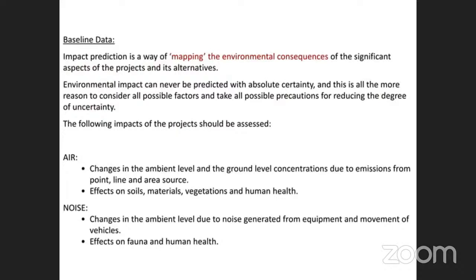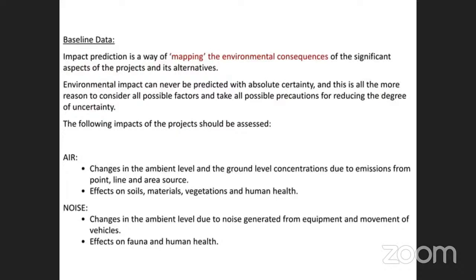Baseline data. The impact prediction is the way of assessing environmental consequences, the positive and negative impacts. By collecting adequate baseline data, we can know the environmental impacts. The environmental impact can never be predicted with absolute certainty. By providing the different parameters related to the environment, different contaminants and pollutants should be assessed in the baseline data collection.